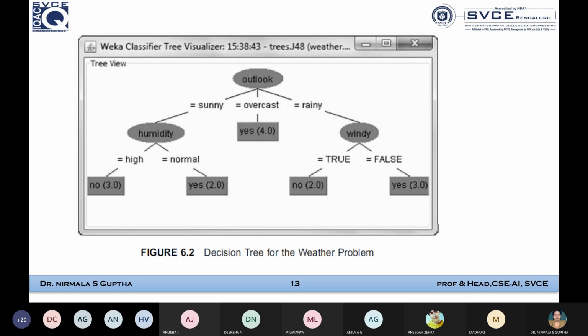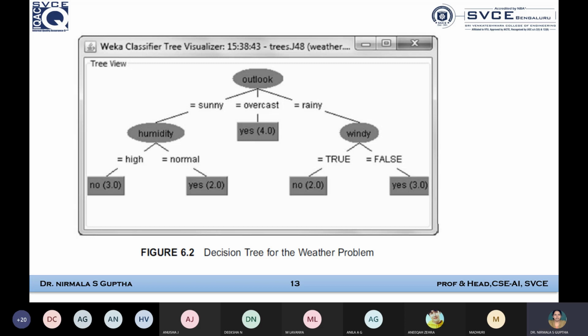Outlook is our root node. Outlook is further branched into three: Outlook is equal to sunny, Outlook is equal to overcast, and Outlook is equal to rainy. Outlook is equal to overcast when there were no errors. All the four decisions we made were perfectly correct. So yes, 4 comma 0.